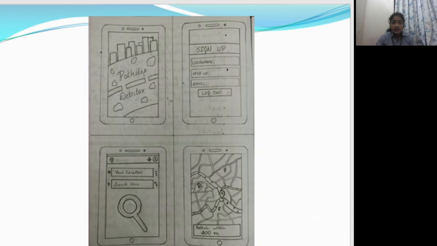So here is the diagrammatic representation of this pothole detector.